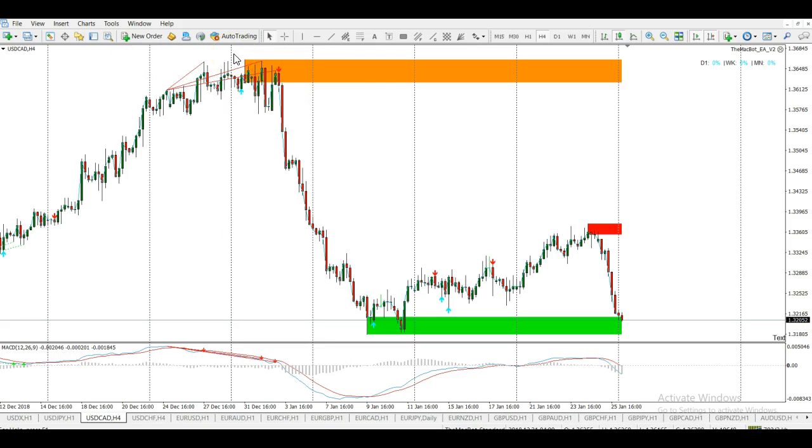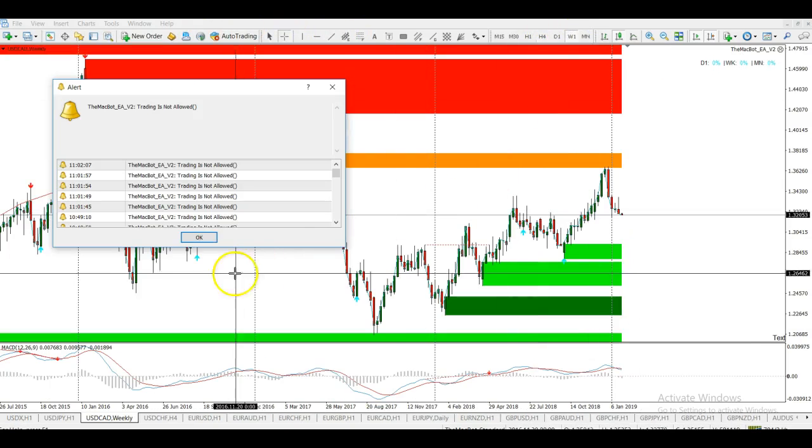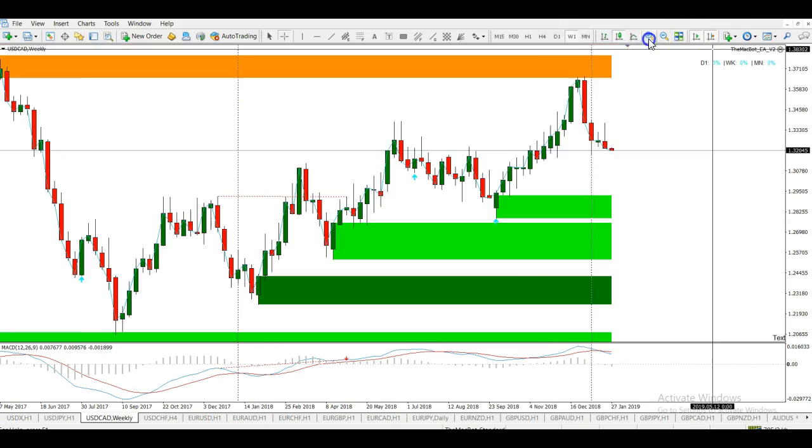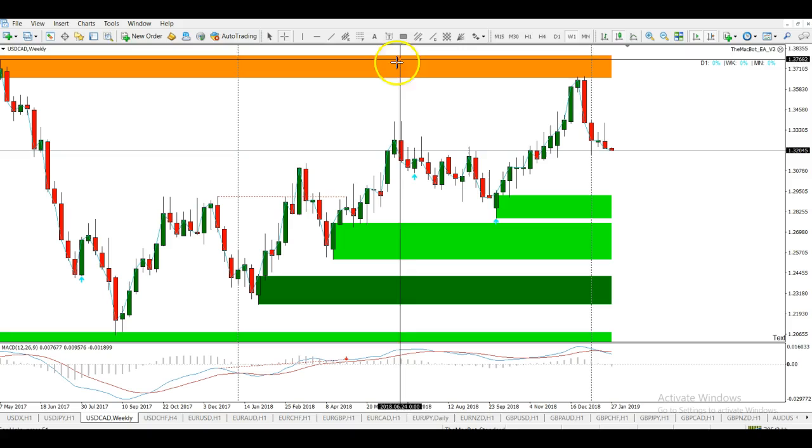Okay, and if you followed me before Christmas, I actually gave this signal that we were looking to short the market. Okay, so looking at it now, we are at a little zone here on the weekly.